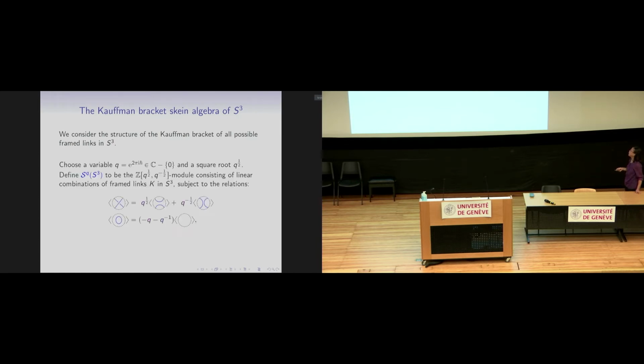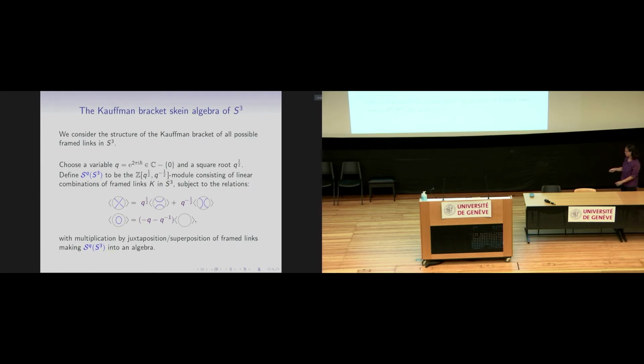Now you can generalize this by considering the structure of all the possible Kauffman brackets that you can get from all the possible framed links that you can draw in S3. Instead of just the Kauffman bracket for a single diagram, you look at all of them. You take the module spanned by linear combinations of all the possible framed links, and then you mod out by the normal skein relations. And this module in S3 comes with a natural multiplication of putting two diagrams next to each other or on top of each other.